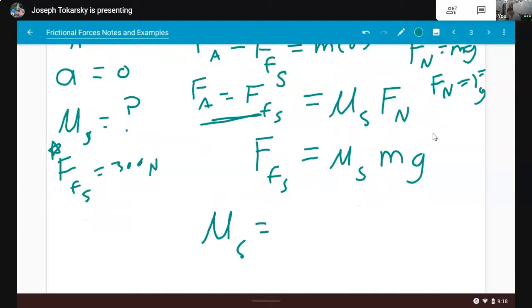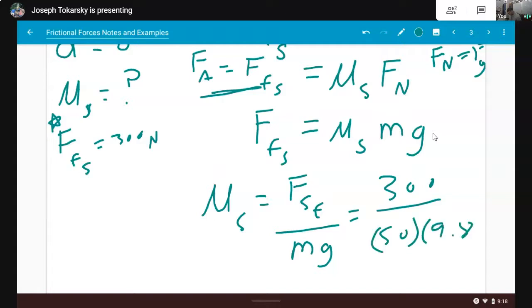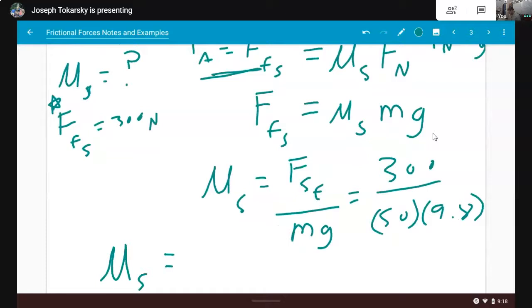mu static equals, we'll just do a little division here, static friction, which we now know is 300 because it's balanced with applied force, mg, and that's going to be 300 divided by 50 times 9.8. Don't forget what this number is supposed to come out as. It's supposed to come out as a number that's typically between 0 and 1. So if you're solving for this and don't get out something between 0 and 1, I would definitely recheck your work. You likely did something wrong.